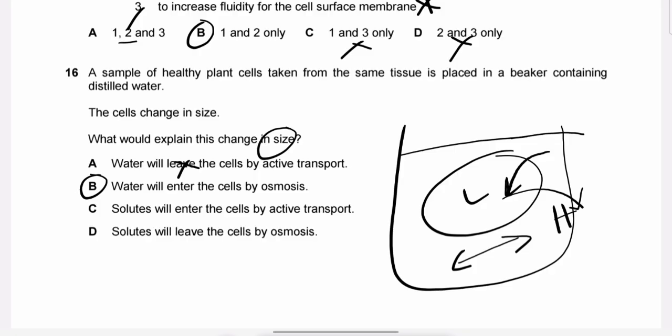Let's look at C. Solutes will enter the cells by active transport. We're not talking about active transport if we're talking about water in cells changing size. And solutes will leave the cells by osmosis. We know that osmosis is only for water molecules and nothing else, especially at this level.